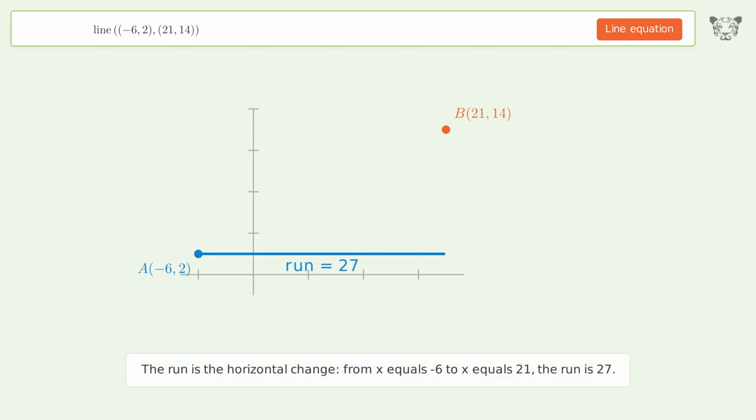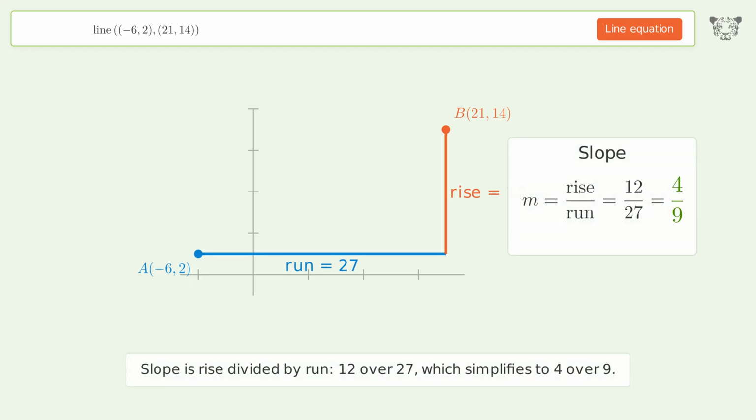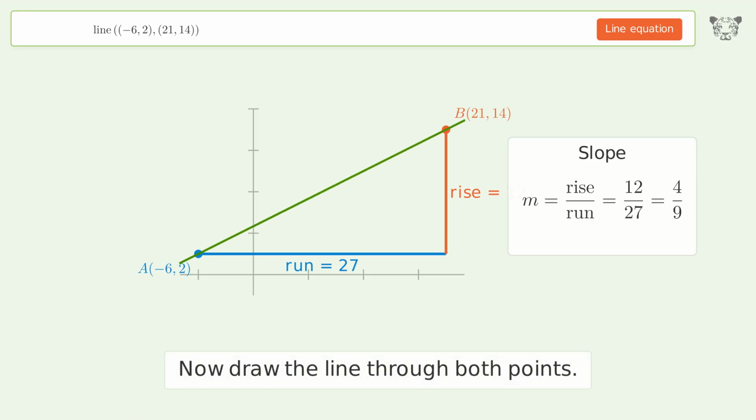The run is the horizontal change, from x equals -6 to x equals 21, the run is 27. The rise is the vertical change, from y equals 2 to y equals 14, the rise is 12. Slope is rise divided by run, 12 over 27, which simplifies to 4 over 9. Now draw the line through both points.